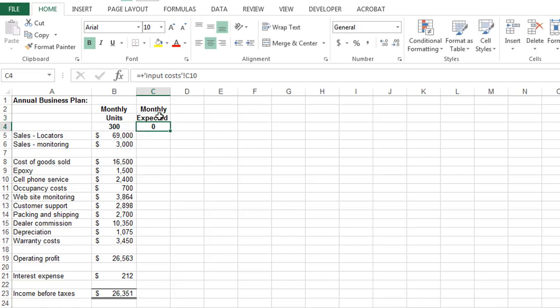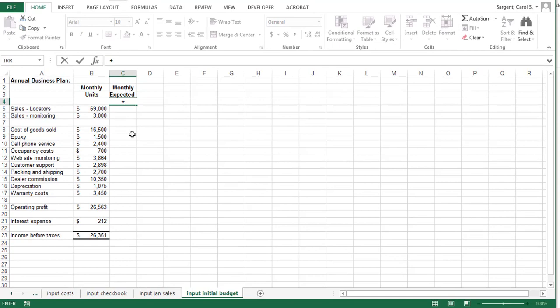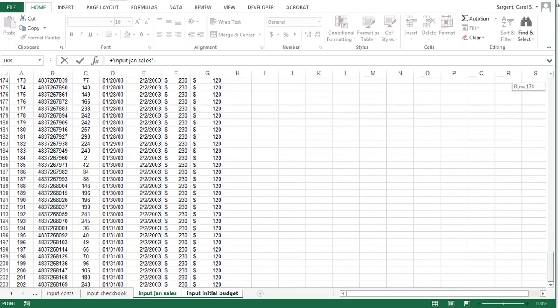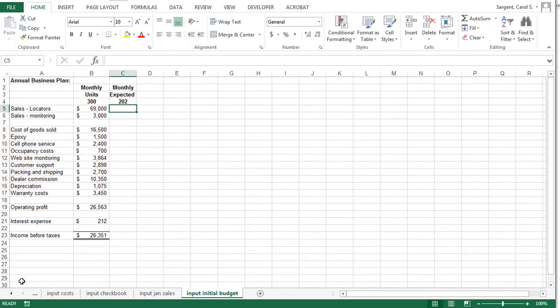So for all my cells, I'm going to point back to either the client's actual data or the assumptions in the budget. So let's point to how many they actually did sell. So let's scroll down. How many did they sell? 202. Okay, we'll be using that.